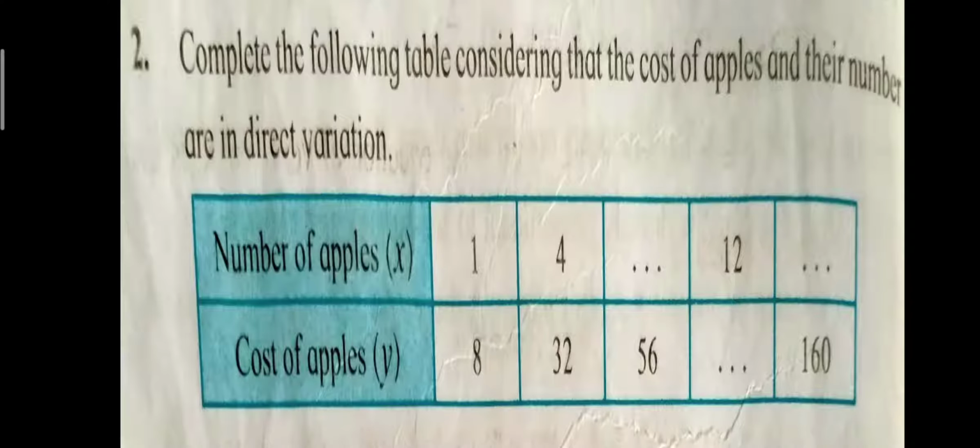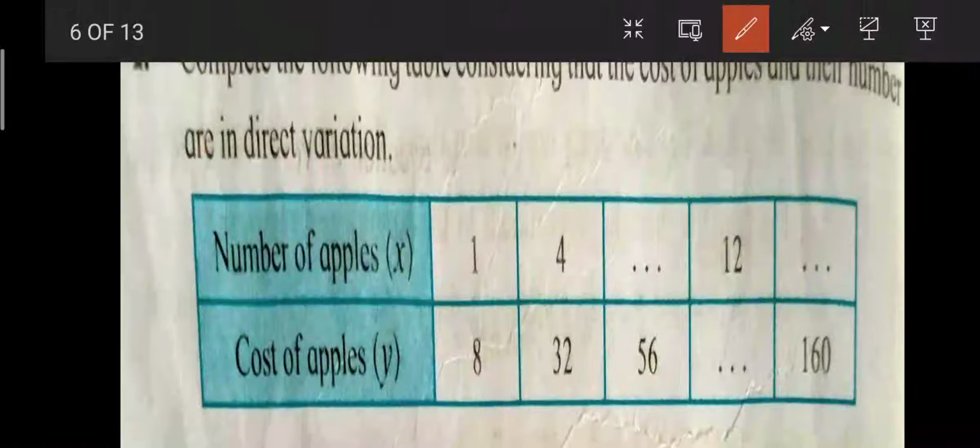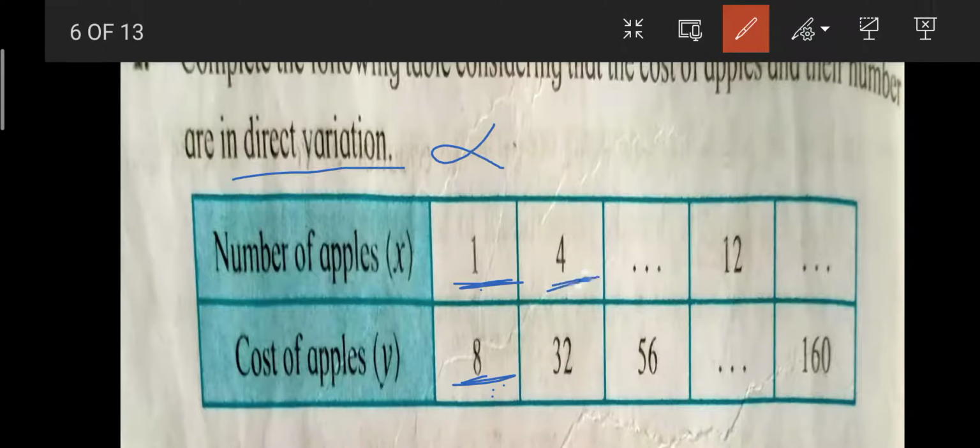So now the question is, the second question, complete the following table considering that the cost of apples and their numbers are direct variation. So direct variation is what? Here we have direct variation is this. Okay, now here the number of apples, एक एप्पल के लिए क्या कॉस्ट है? That is K, that is 8. Okay, तो एक एप्पल कितने का है? 8 rupees. वैसे ही 4 apples of how much? So we'll do 4 8s are, that will give us 32.